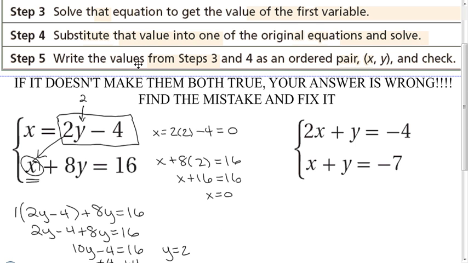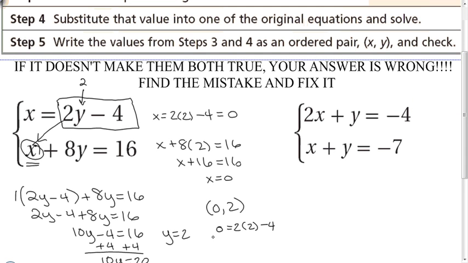So now it says write those values as an ordered pair, (x, y). So I've got (0, 2), and then check. I need to make sure it makes both of these equations true. So the first equation, 0 has to equal 2 times 2 minus 4, and that works. And in the second equation, it should say 0 plus 8 times 2 equals 16, and that also works. So that's that verification that our answer is right. This is the solution to that system because it makes both equations true.